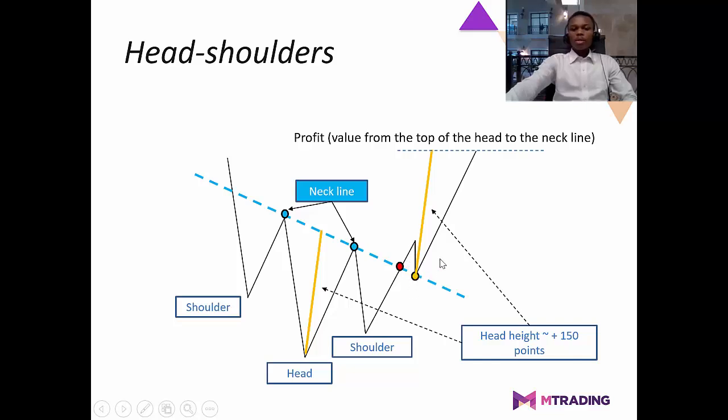Now, how do we measure the position to take the profit? Take the value from the top of the head to the neckline. Now, you see this line from here up here. You can measure how many points are in here. Now it's going to be your profit target.